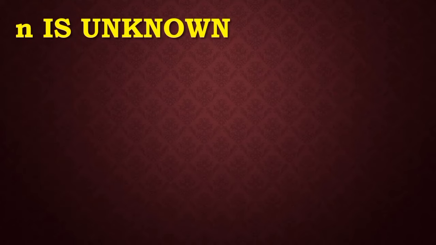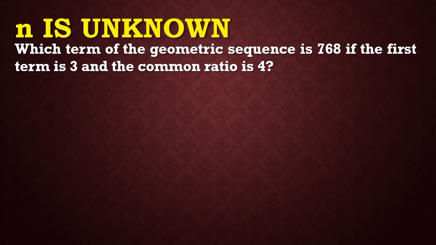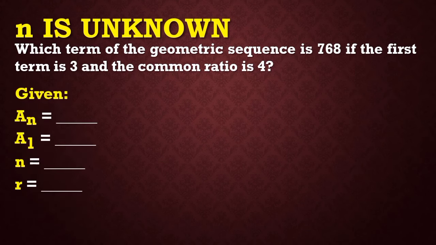And the last one, what if n is unknown? Which term of the geometric sequence is 768 if the first term is 3 and the common ratio is 4? So let's have the given. So what is a sub n? So that is 768. So given yung n term natin which is 768. So ang hinahanap natin dito, anong term siya nung ating given sequence? And then, for the first term naman, that is 3. And then, the common ratio is 4. So, yung n natin dito is yung unknown.